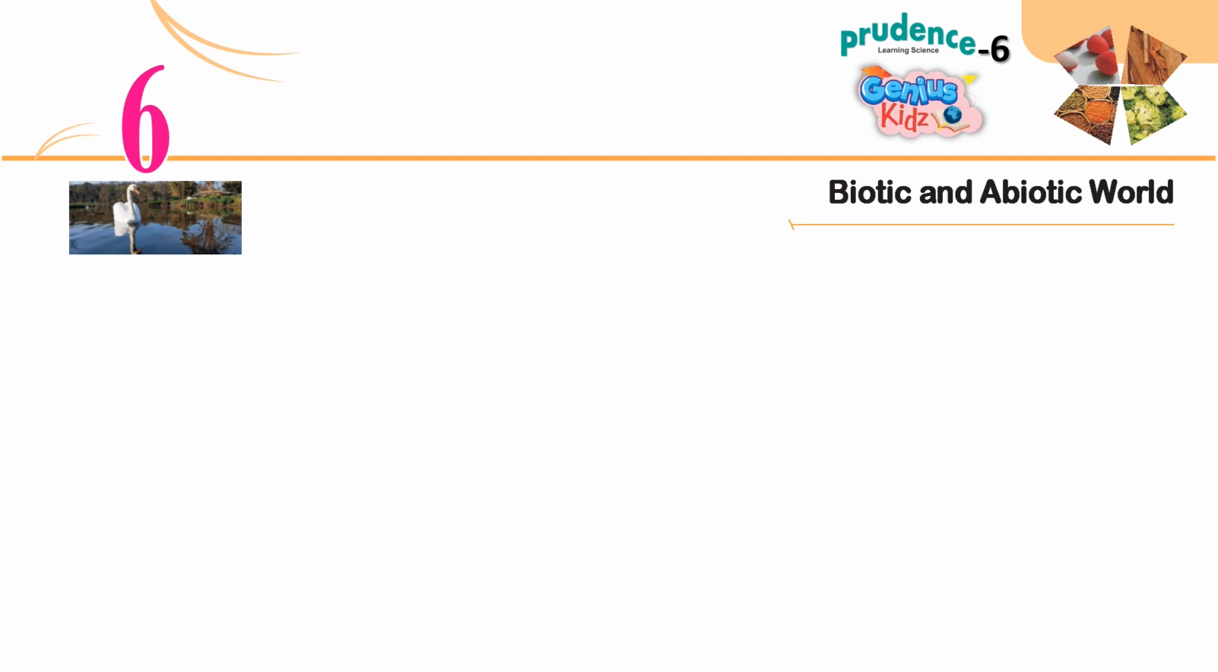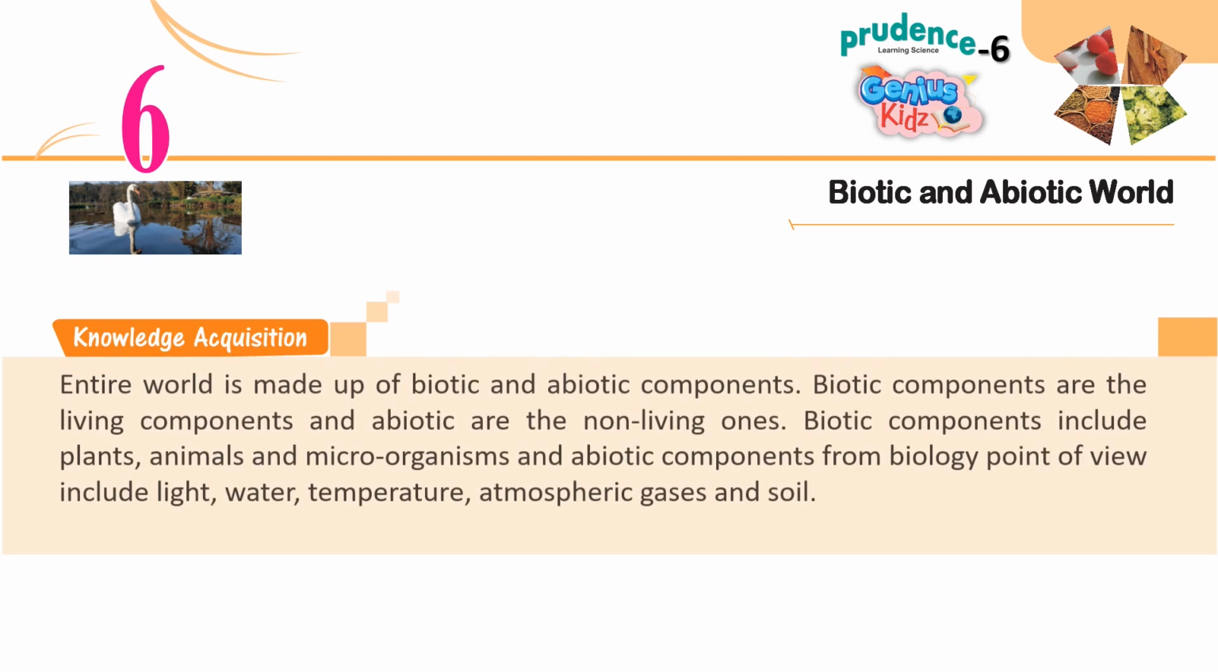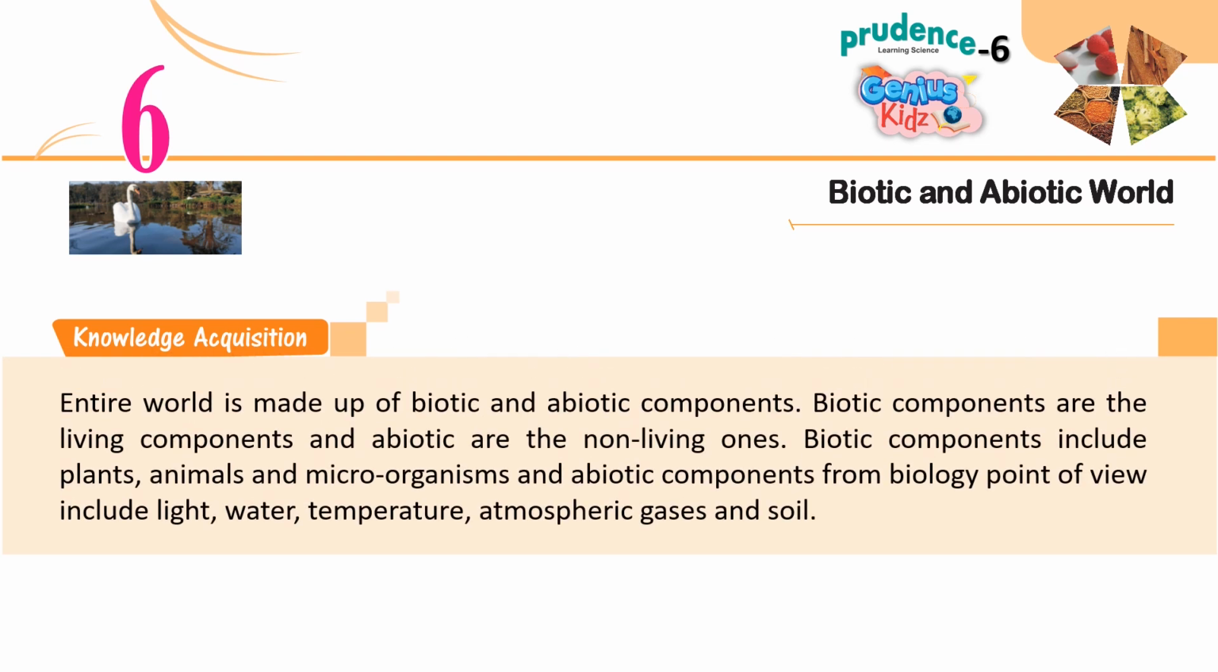Chapter 6. Biotic and Abiotic World. Knowledge acquisition. The entire world is made up of biotic and abiotic components. Biotic components are the living components and abiotic are the non-living ones. Biotic components include plants, animals and microorganisms, and abiotic components from a biology point of view include light, water, temperature, atmospheric gases and soil.